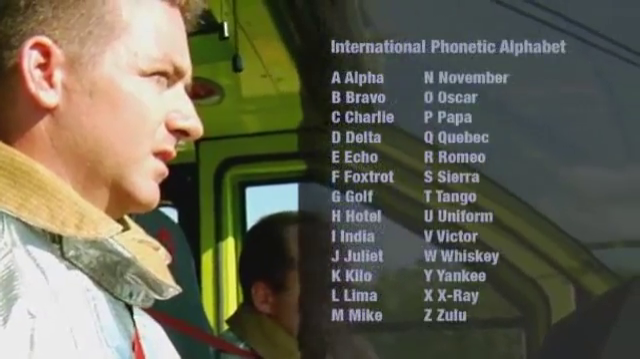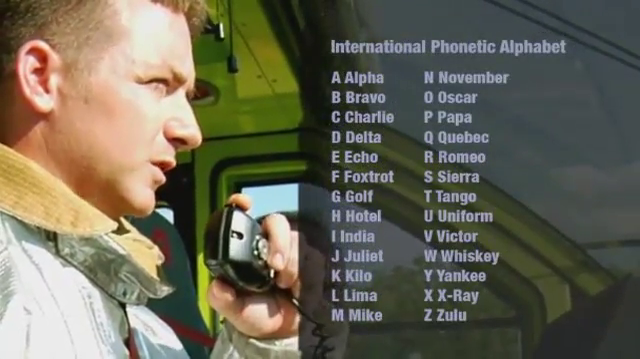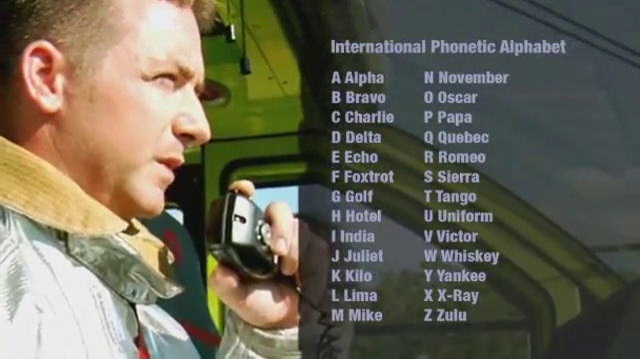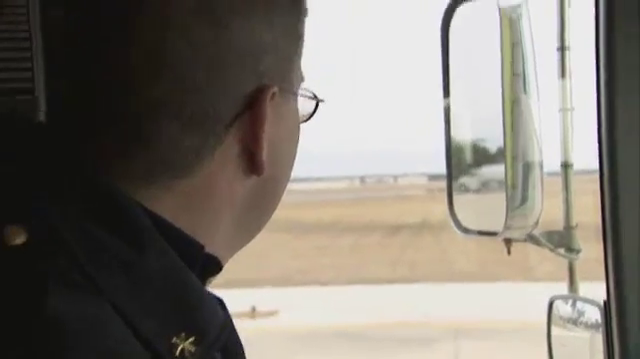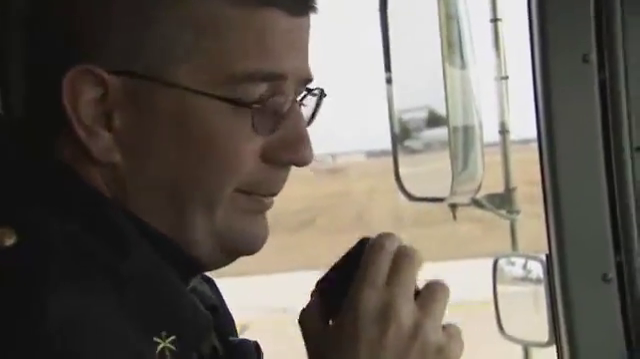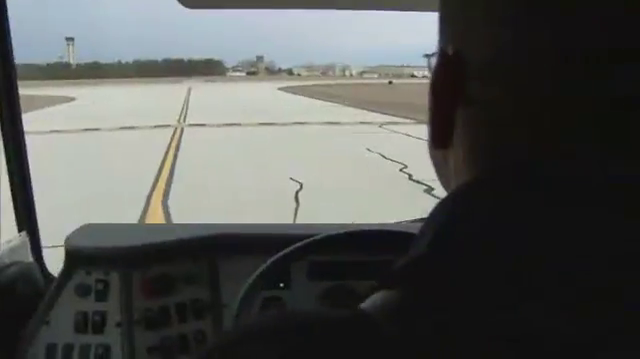Because many numbers and letters sound alike, airports use the International Phonetic Alphabet to communicate letter designations over the radio. For numbers, speak one digit at a time and pronounce the number 9 as niner. For example, to refer to runway 29, say runway 2-niner.